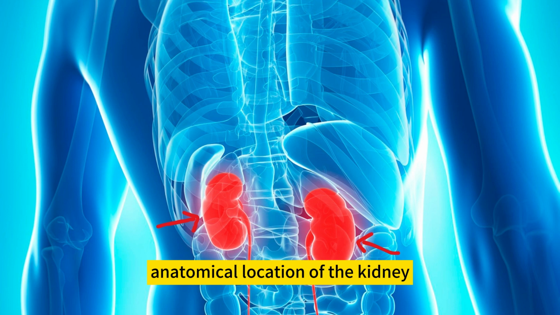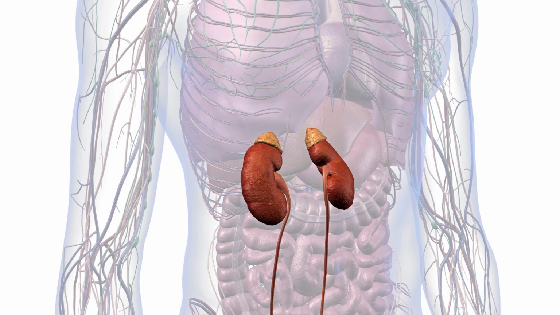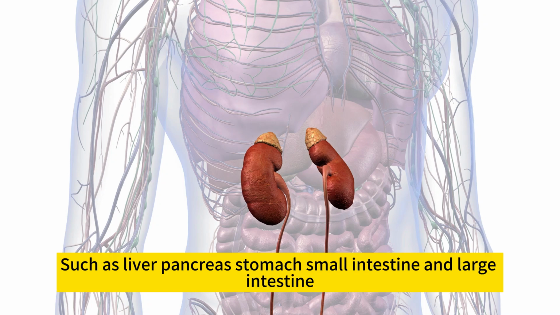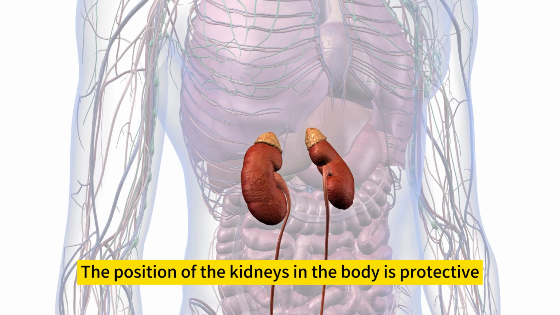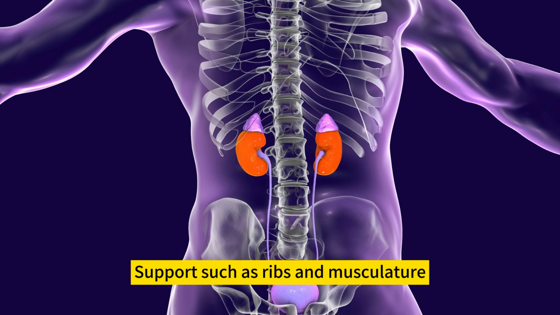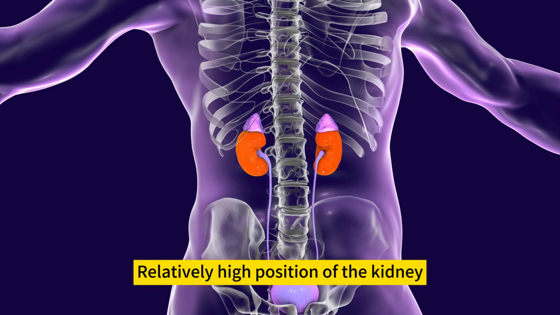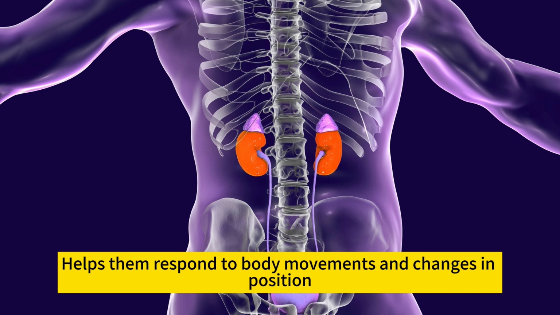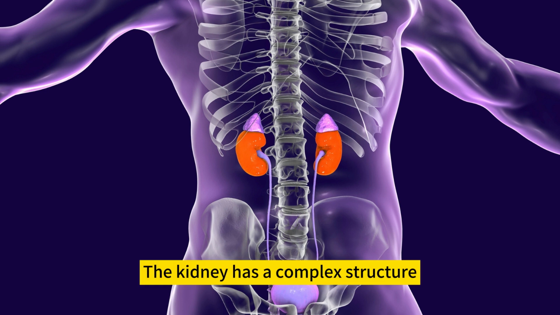The anatomical location of the kidney correlates them with other intra-abdominal organs, such as the liver, pancreas, stomach, small intestine, and large intestine. The position of the kidneys in the body is protective. They have support from the spine, ribs and musculature, and are protected by the retroperitoneum and adipose tissue at the same time. The relatively high position of the kidney helps them respond to body movements and changes in position and keep steady.